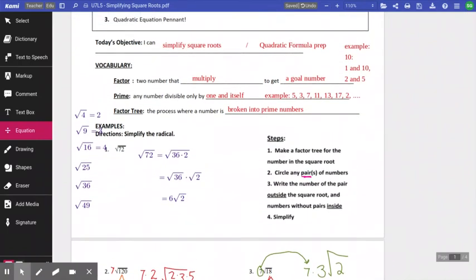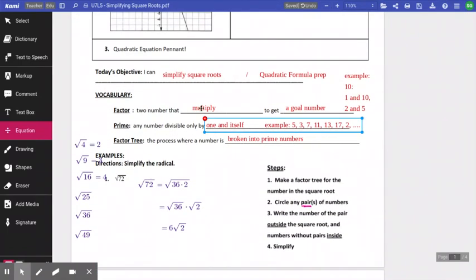This right here is the end of part 1, which is on simplifying square roots. Remember, there's just a couple questions at the end of this lesson to help us prepare for Monday's lesson. So we'll do some of that quadratic formula prep now.